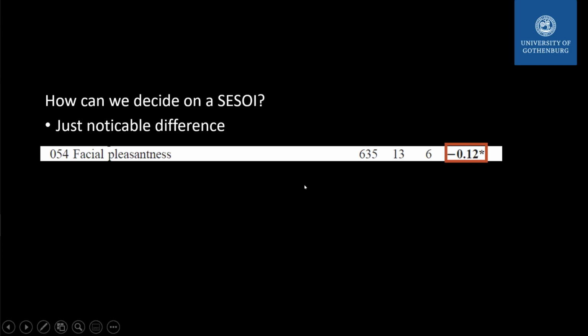Now, if I make the claim that people use facial pleasantness to make accurate lie detection judgments, I'm implicitly saying that people also have to be able to perceive differences in facial pleasantness. And if they can't perceive a difference of facial pleasantness of 0.12, then there's no way that facial pleasantness can be an accurate informer of your deception judgments. Put differently, if we can't perceive this with the naked eye, it's not going to help us make accurate deception judgments. So that's one possible area where I think we can use the just noticeable difference as a smallest effect size of interest in deception research, but there's probably not many others. And if we're talking about more basic research on cues, then I don't think it's that helpful.